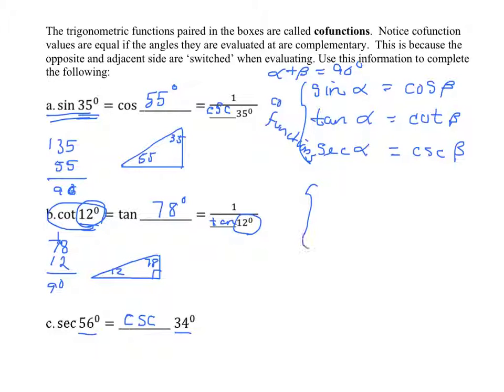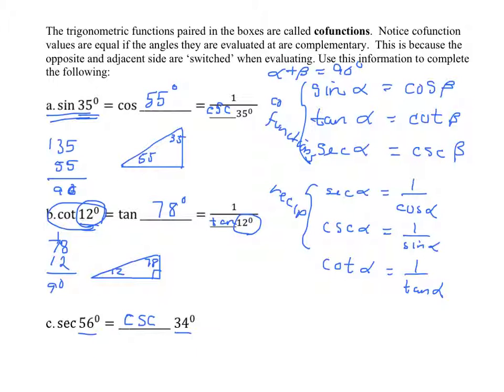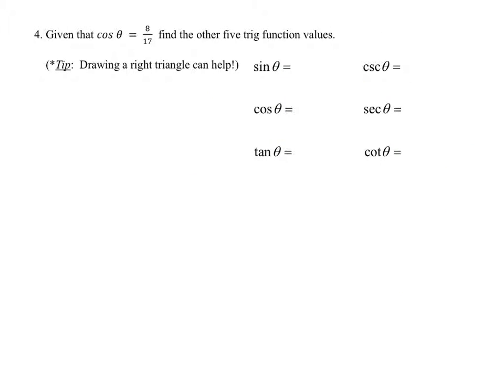Okay, and then the reciprocals: the secant of alpha is equal to 1 over the cosine of alpha. The cosecant of alpha is equal to 1 over the sine of alpha. And the cotangent of alpha is equal to 1 over the tangent of alpha. So when we're doing reciprocals, the angles stay the same. When we're doing cofunctions, the angles will add up to 90 degrees. Yay! Okay, next.